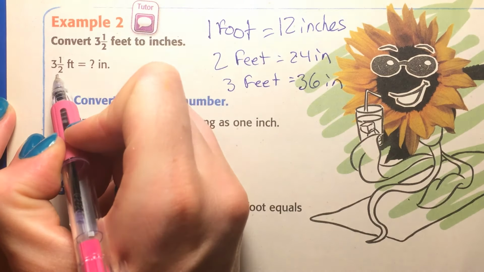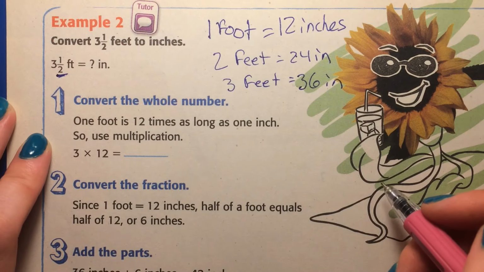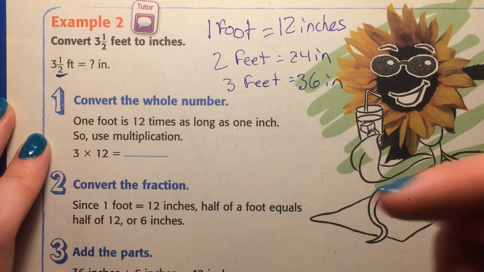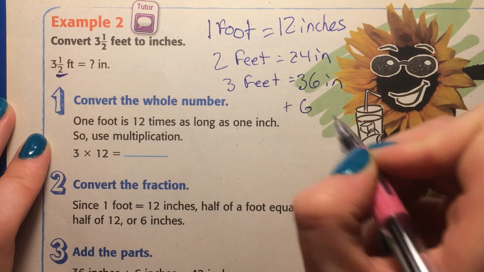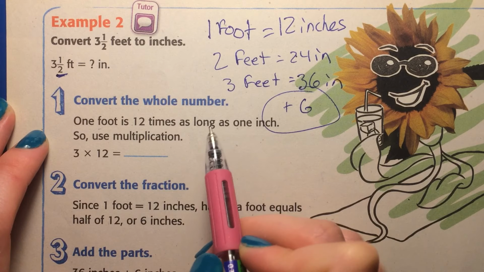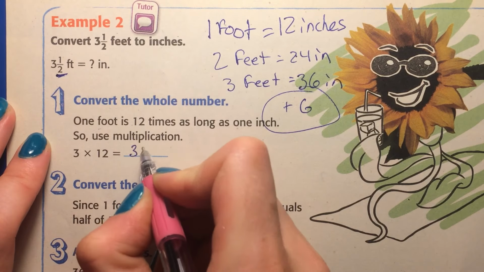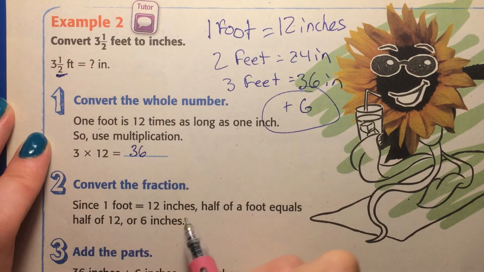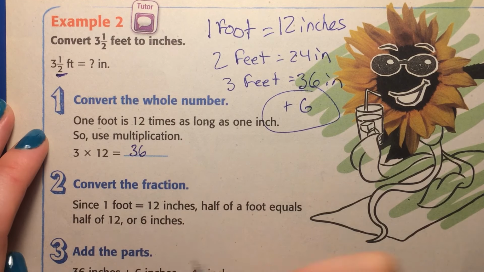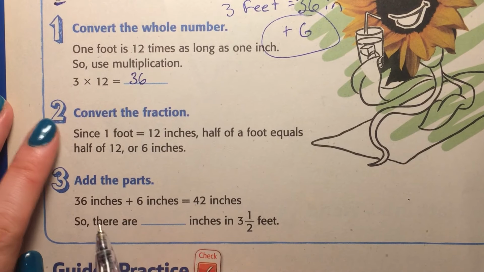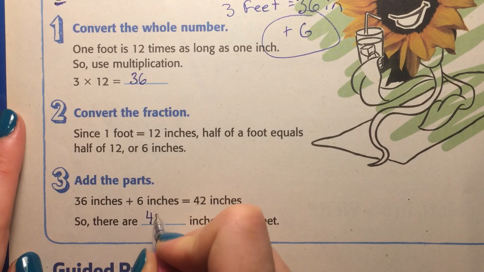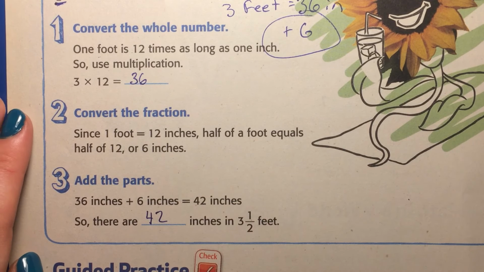And then we need to have the half. Well, what's half of 12? Half of 12 is 6, right? So we need to add another 6 here. 1 foot is 12 times as long as 1 inch, so use multiplication. Since 1 foot equals 12 inches, half of a foot would be 6 inches. So we have, adding the parts, 36 inches plus 6 inches equals 42 inches. So there are 42 inches in 3 1/2 feet.